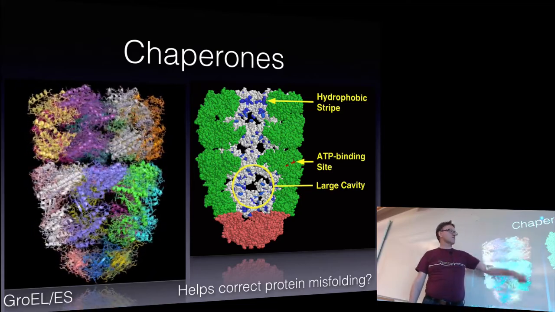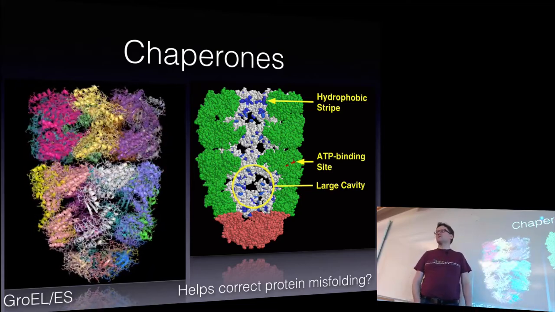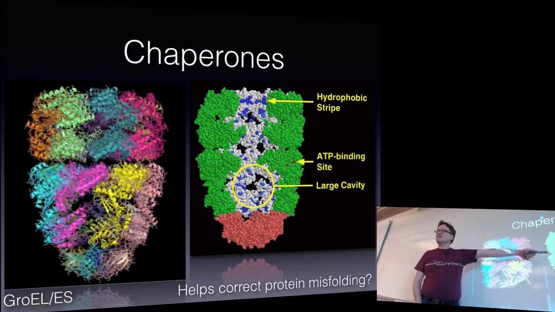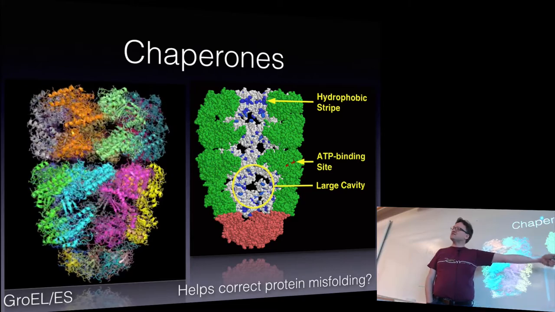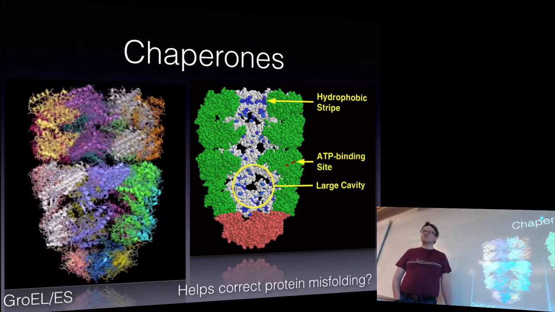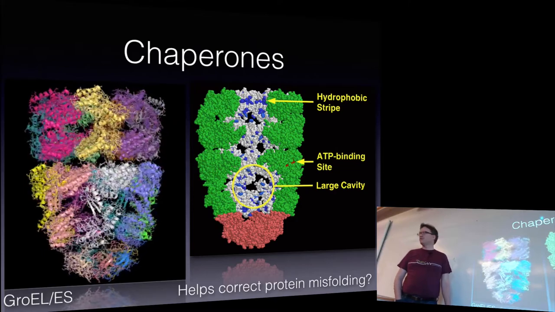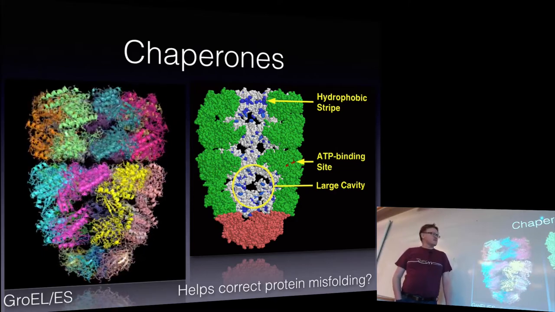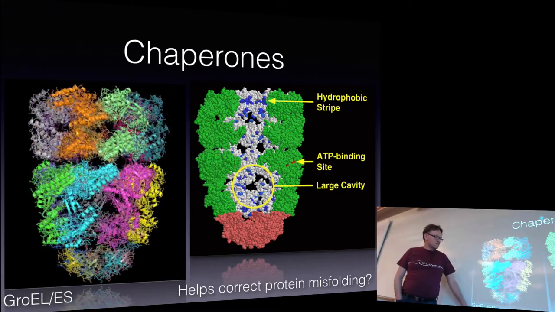But why don't we use this for all proteins? Yes, it says there. It says ATP. ATP is, well, it's good in a way, but it's bad. We don't want to spend it, right? So if you had to spend ATP to fix up every protein, that would be horrible. We would need even more energy. So why do we have this in the first place?